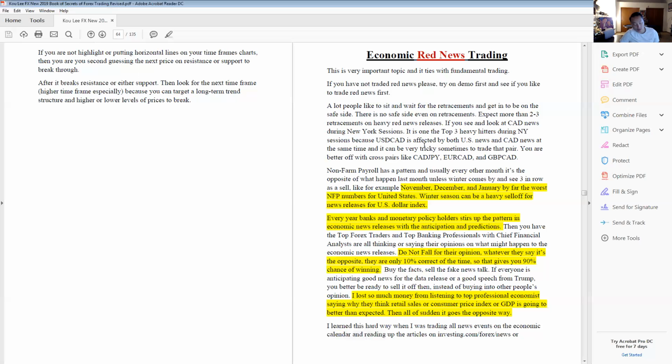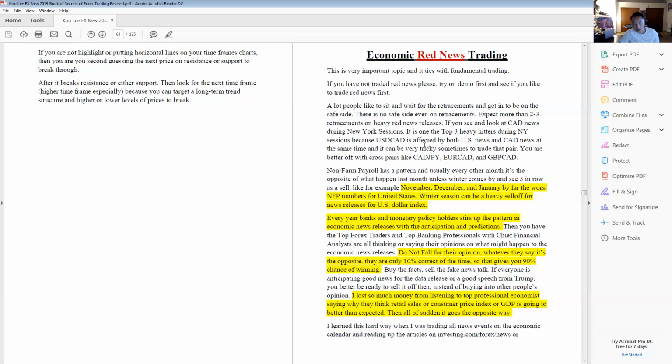It could be Governor Lowe's speech for the Reserve Bank of Australia. It could be Governor Orr's speech for the Reserve Bank of New Zealand. It could be Mario Draghi's speech for the ECB, European Central Bank. Could be Bank of England Carney's speech. It could be Jerome Powell speaking. It could be any of the Fed FOMC members speaking.